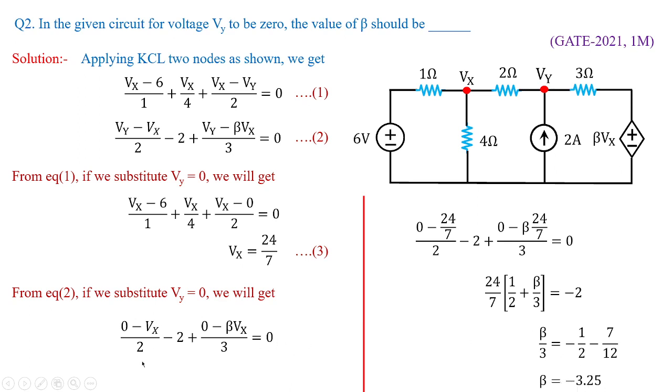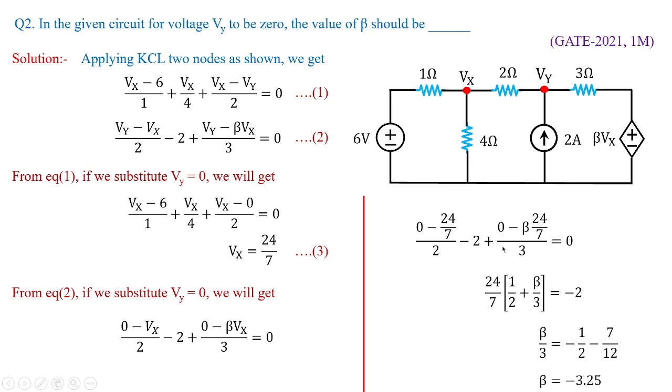Once again, Vx is 24 by 7 and Vy is equal to 0. So I'm substituting this in equation 2. I'm going to get 0 minus Vx, which is 24 by 7 by 2, minus 2 as it is. Then you have plus Vy, which is 0, minus beta as it is. Vx is 24 by 7, so 24 by 7 by 3 equal to 0.